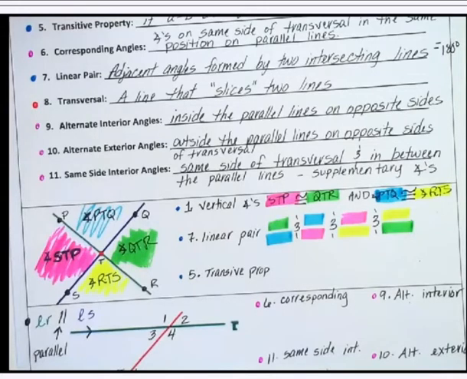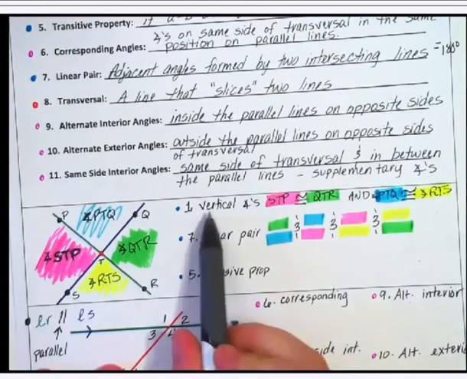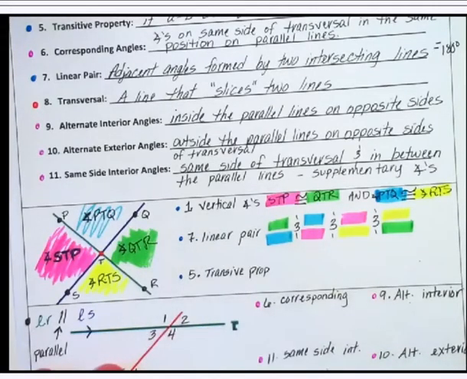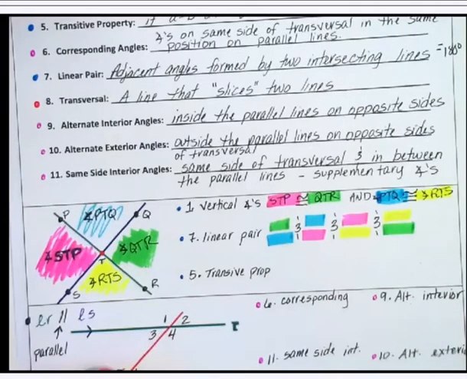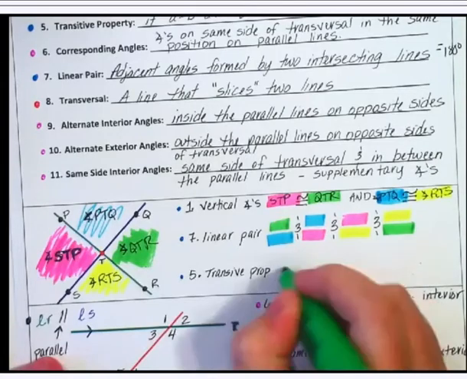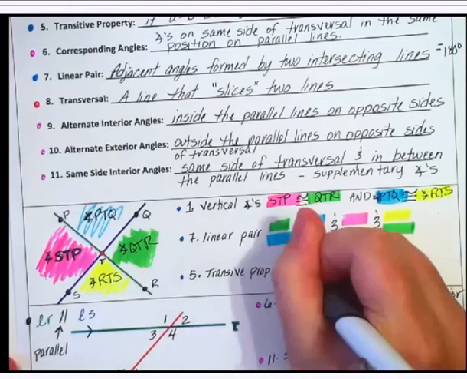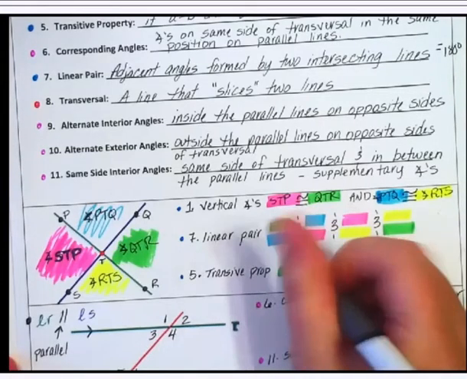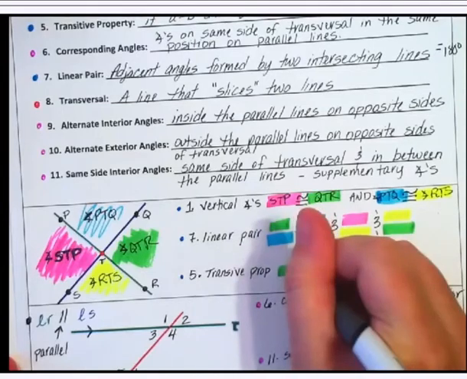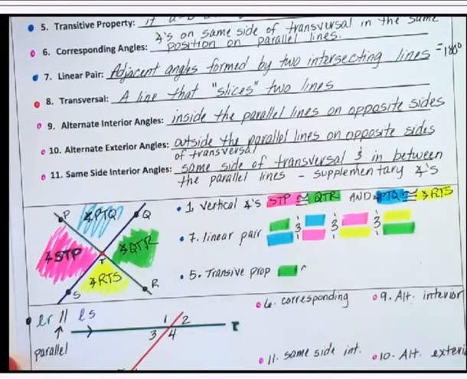Now let's talk about the transitive property. So the transitive property is going to put together the definition of linear pair and kind of prove vertical angles, okay? All at the same time. So here's what the transitive property says. It says if blue and green, if you add those angles and they equal 180, okay?